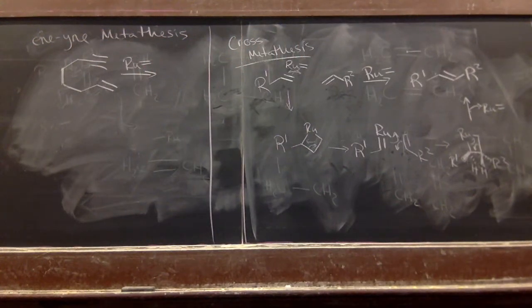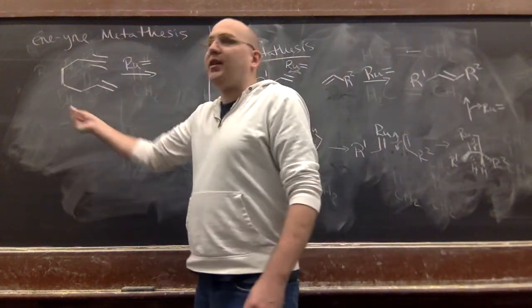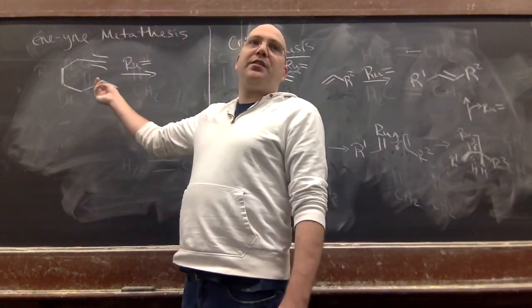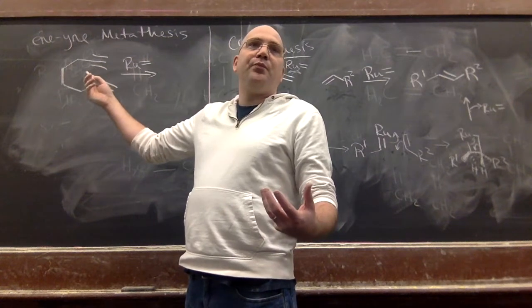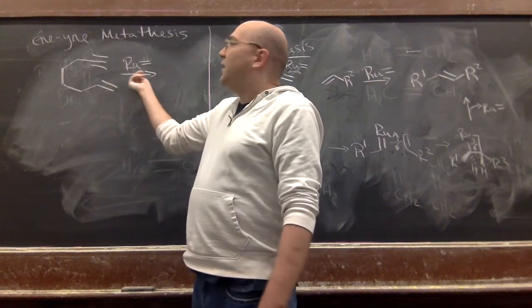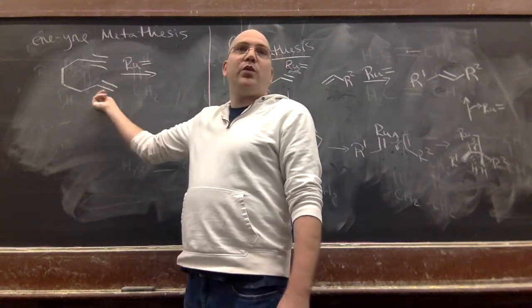Let's try to predict what might happen if instead of an alkene, a cyclic system where we had two alkenes, let's try to predict, based upon our knowledge of the mechanism, what might happen if the ruthenium were to react with this molecule.